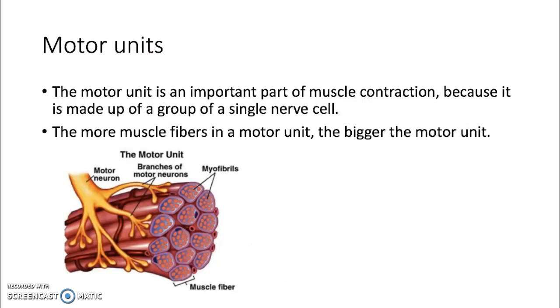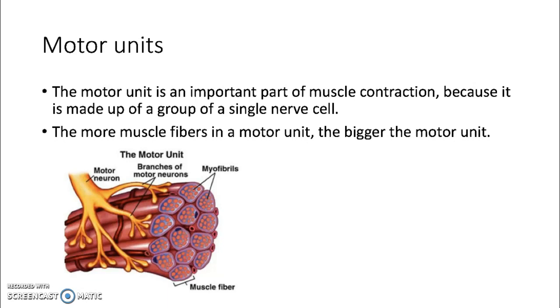Motor units are also an important part of muscle contraction because a motor unit is made up of a single nerve cell, or neuron, that innervates a group of skeletal muscle fibers. The neurons receive signals from the brain and stimulate all of the muscle fibers that are located in that motor unit. There are different sizes of motor units.